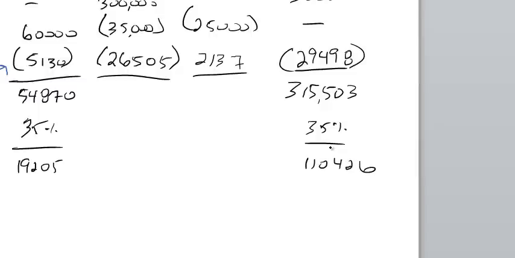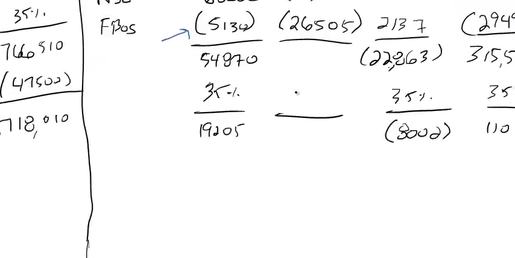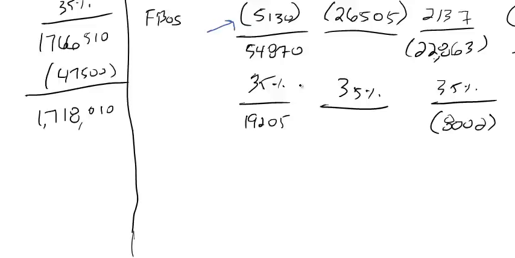So 25,000 minus 2137, that's 22,863. 35% of that is going to be 8,002. Okay, so my write-off of my federal deferred to APIC is going to be $8,000 or $8,002.